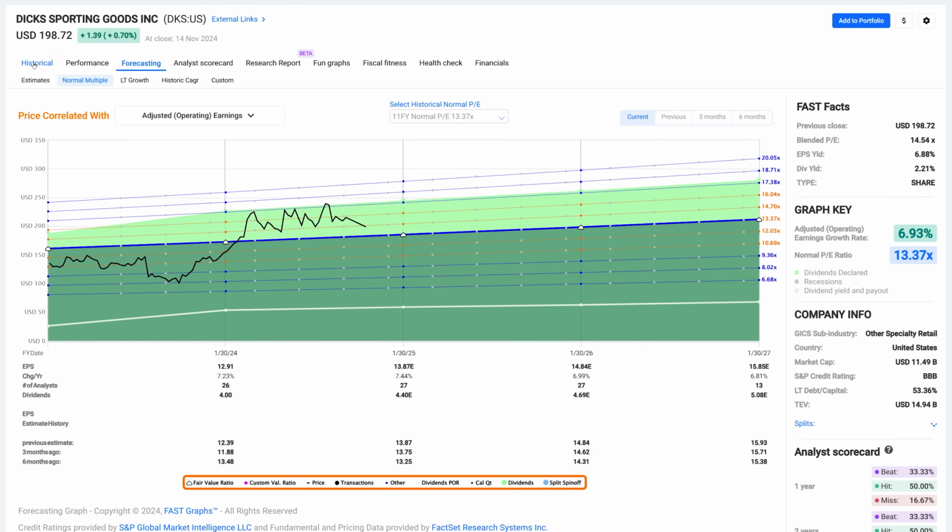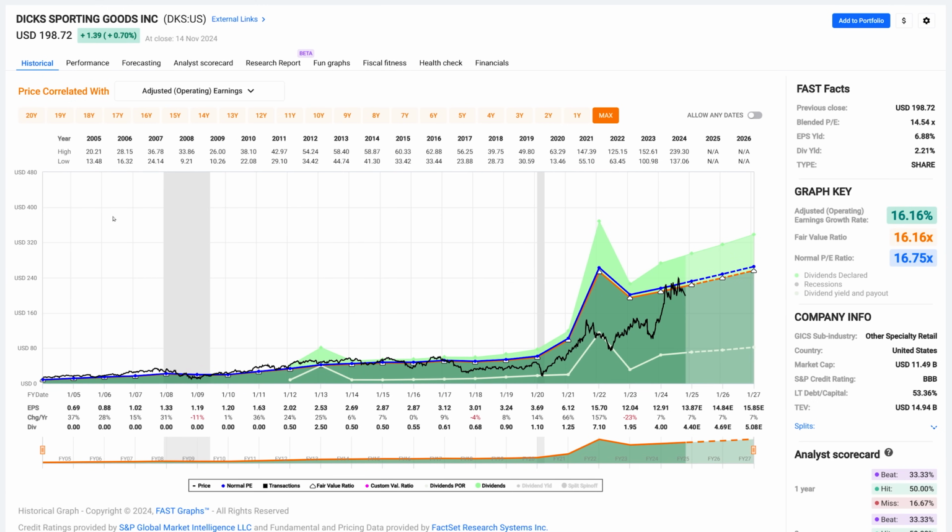But my point is, FastGraphs isn't dictating this to you. It's allowing you to evaluate it based on what you've seen historically, based on what future expectations are, and based on what the company may be capable of delivering. It does offer a 2.21% dividend yield and a reasonable amount of debt at 53% of capital.